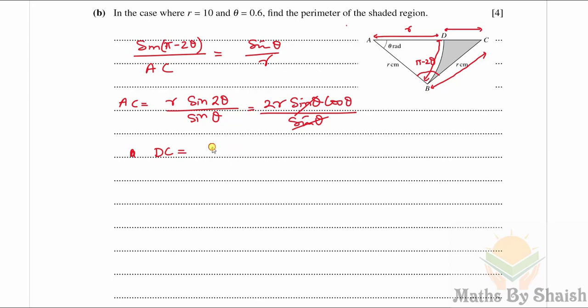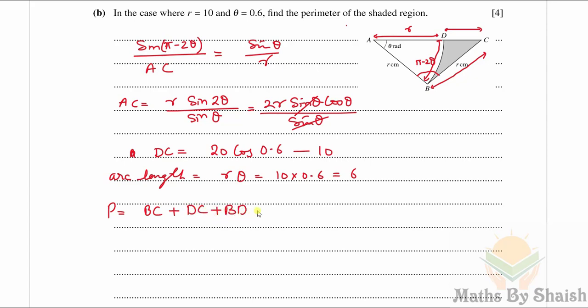So 2 times r, 10, 20 cos 0.6 minus r, that is 10, and arc length is equal to r theta. So r theta would be 10 into 0.6, so 6 here. So the perimeter of the shaded region, P, is going to be BC, and then DC, and then arc BD, which is going to be r plus DC, this 20. I'll write 10 in place of r now, because we know that it is 10, plus DC is 20 cos 0.6 minus 10, plus 6.